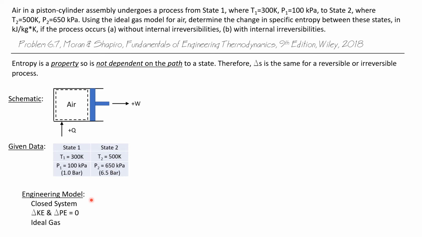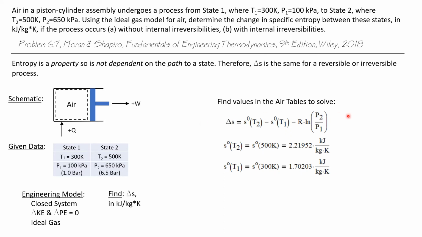And we're going to treat this as a closed system. We'll ignore any changes in kinetic or potential energy as being completely insignificant. And we're going to treat the air as an ideal gas. And we want to find the change in entropy between these two states. So we're going to use the air table. The air table is for air as an ideal gas.